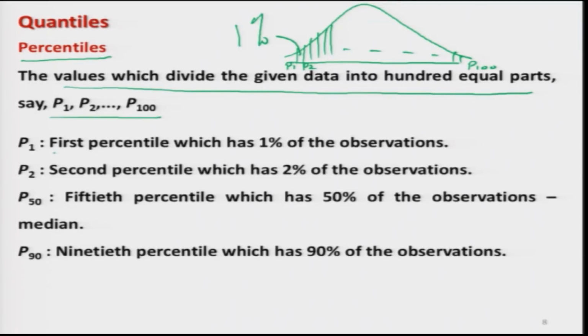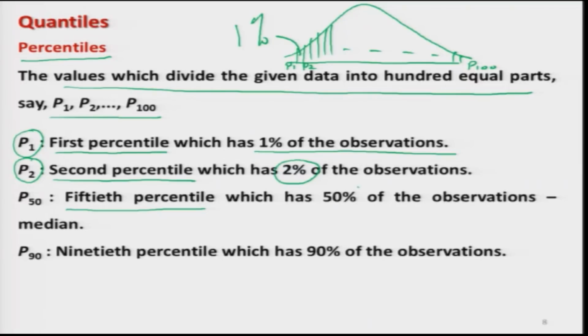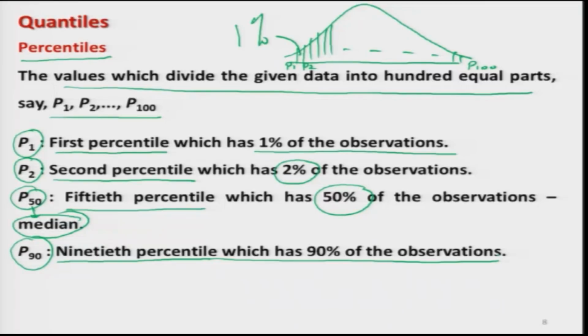So, the first percentile is denoted by P1, and this takes care of 1% of the total frequency, or 1% of the observations. Similarly, the second percentile will take care of 2% of the observations, and that is denoted by P2. And similarly, if I take the 50th percentile, this will take care of 50% of the observations, and P50 is the same as the median. And if you go for the 90th percentile, this will take care of 90% of the total frequency, and it is denoted by P90.